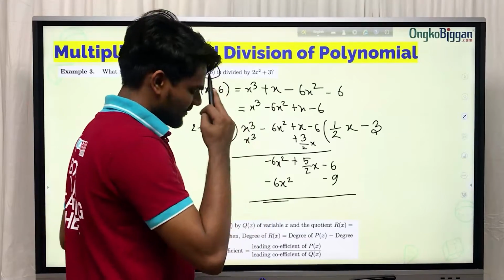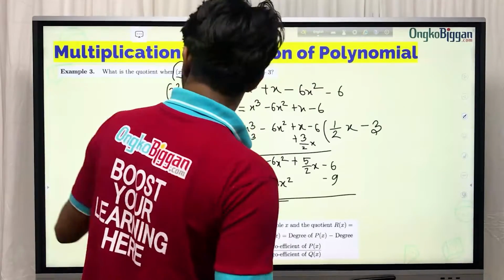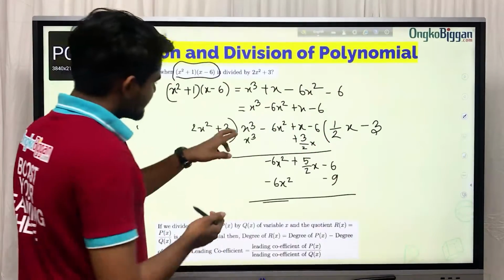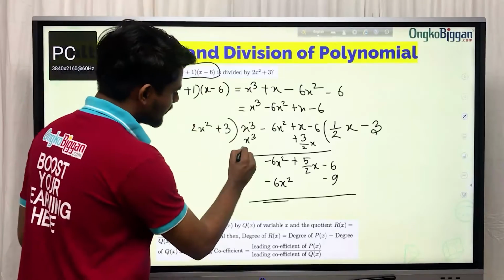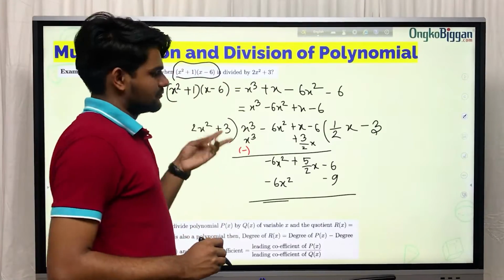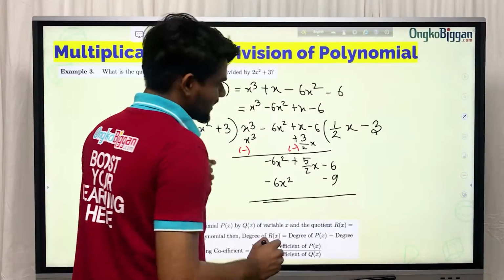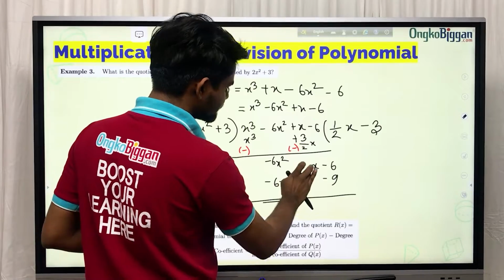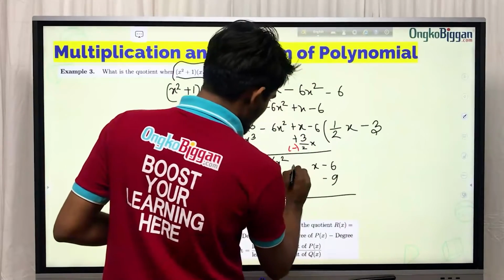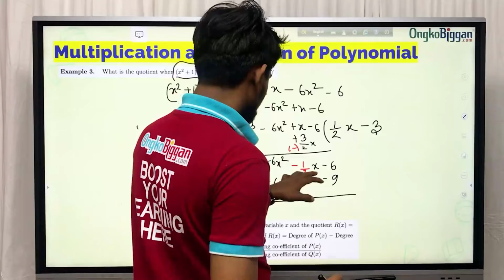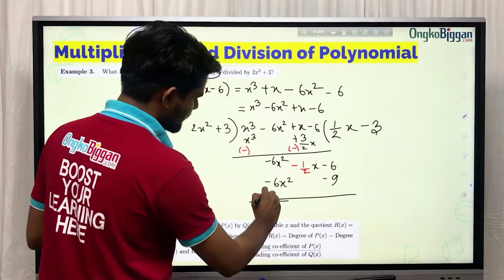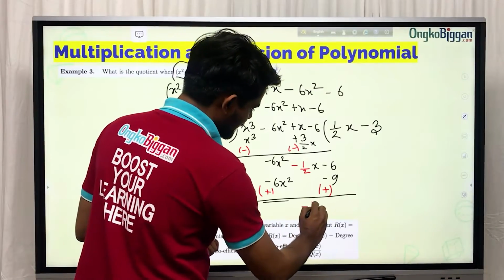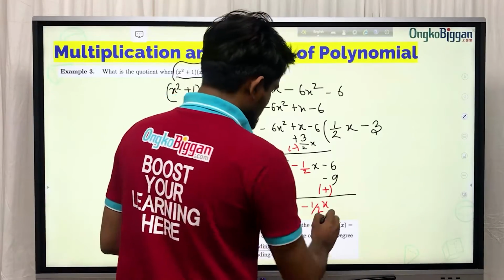So the 6x square is cancelled out. Oh, I have made a mistake. See, we have x cube and x cube, and I forgot to subtract them. So this part will be minus half x and minus 9. And similarly, we will add here and here, and we will be left with minus half x plus 3.